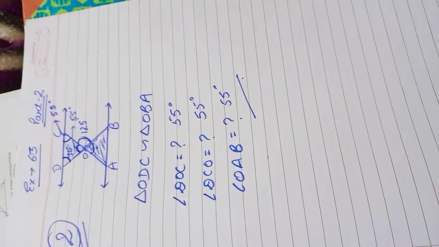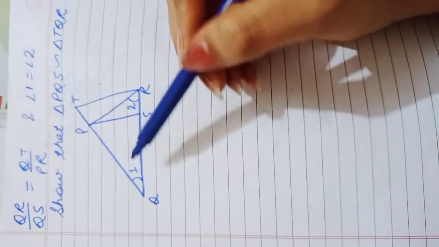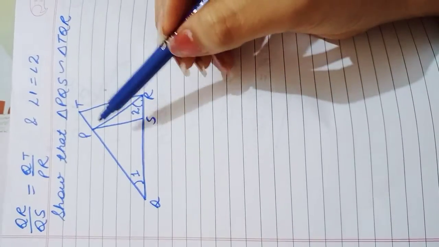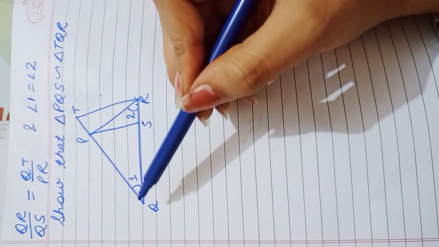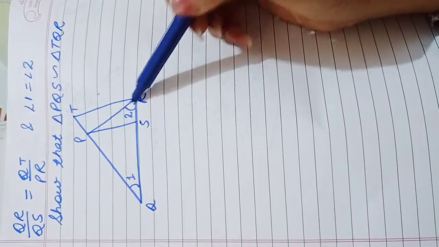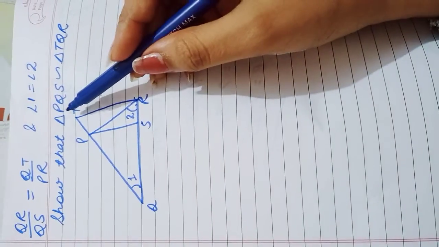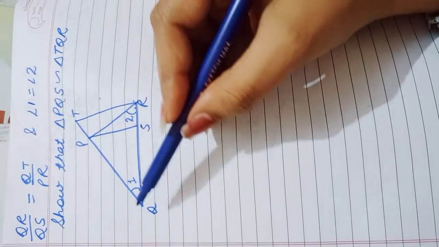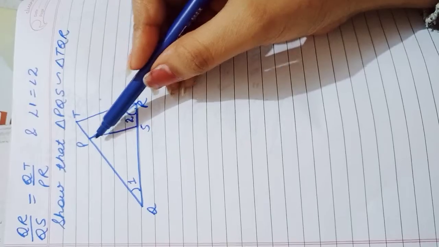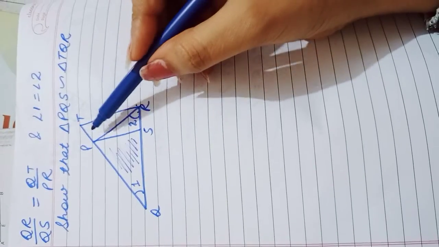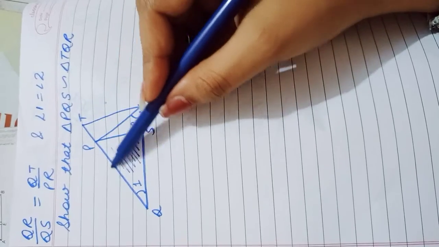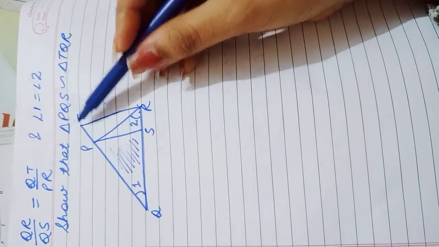Hence proved. So coming to the next question, in this figure angle 1 is equal to angle 2, given to you. QR upon QS is equal to QT upon PR. This is given to you. What you have to show is that triangle PQS, this triangle, is similar to triangle TQR. This complete triangle.